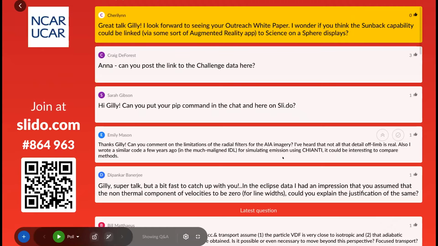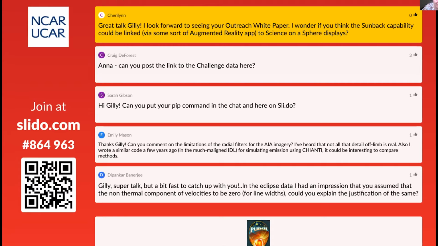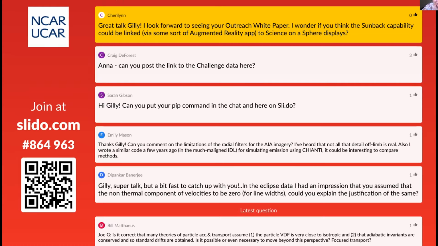Gilly has a question about the pip command, with a comment in the chat, and he put it in Slido. Then Sherilyn looks forward to the outreach white paper, and she wonders if the sunback capability could be linked. And Gilly replied in Slido. Then Emily Mason has a comment on the limitations of the radial filters for the AIA imagery.